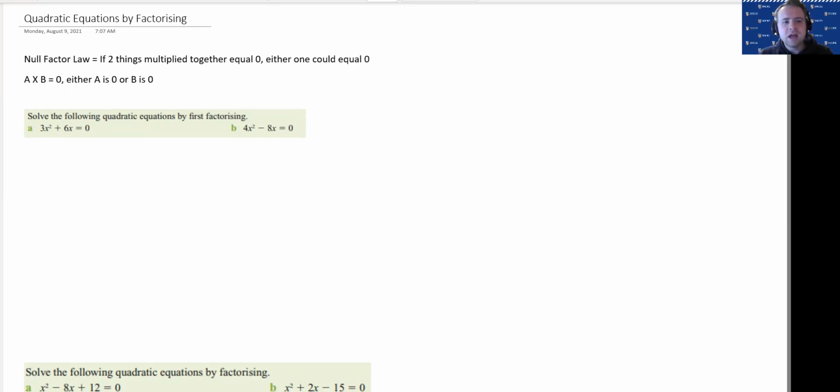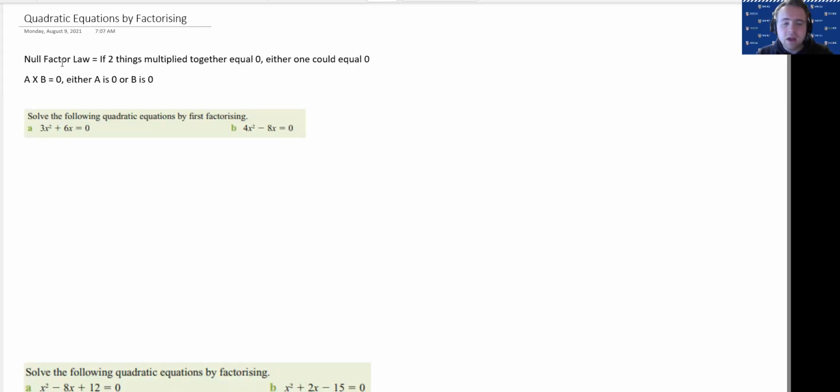What we're looking at today are quadratic equations which we can only solve by factorizing. This is where that factorizing skill comes in handy. And we're going to be using this thing. It sounds complicated, but when you break it down, not so much. The null factor law. Null just means zero. Factor just means when you're multiplying things together.